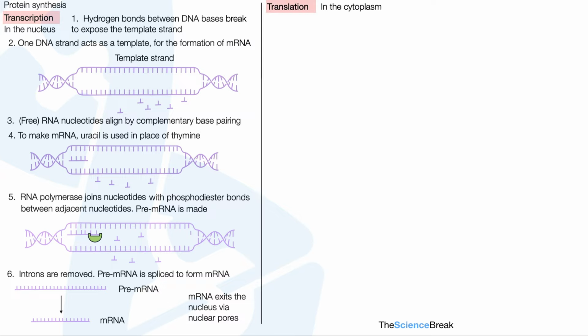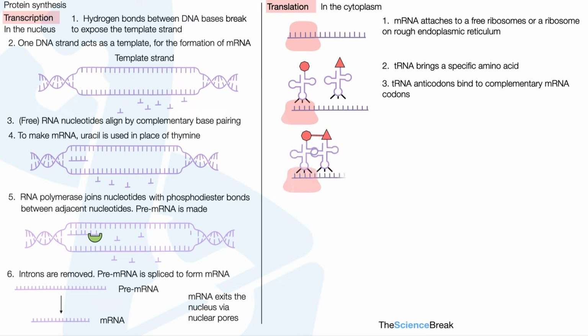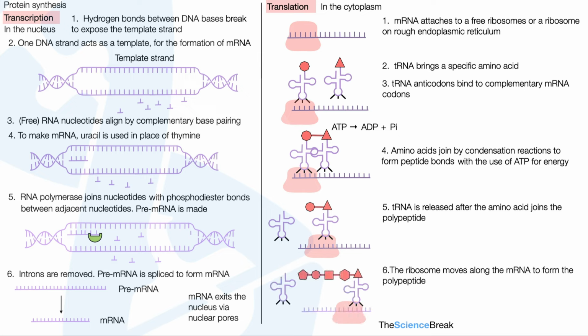Then we have translation. This happens in the cytoplasm. mRNA attaches to a free ribosome or a ribosome on rough endoplasmic reticulum. Then we have tRNA, which brings a specific amino acid, and the tRNA anticodons bind to the complementary mRNA codons. Amino acids join by condensation reactions to form peptide bonds, and remember, this is with the use of ATP for energy. tRNA is released after the amino acid joins the polypeptide, and the ribosome moves along the mRNA to form the polypeptide. So these are the key details of transcription and translation in protein synthesis.